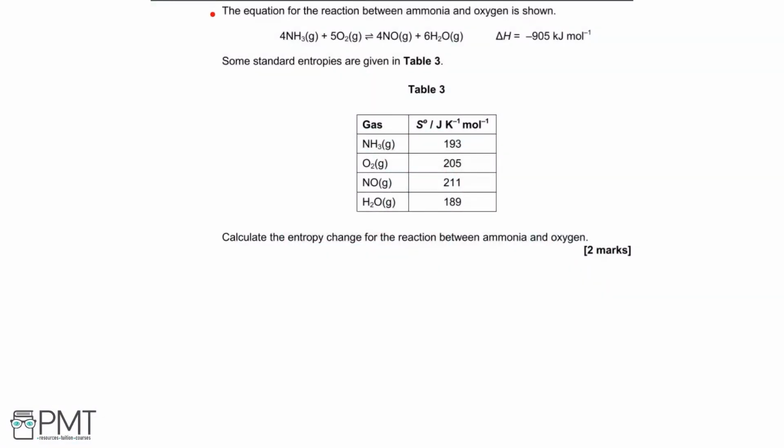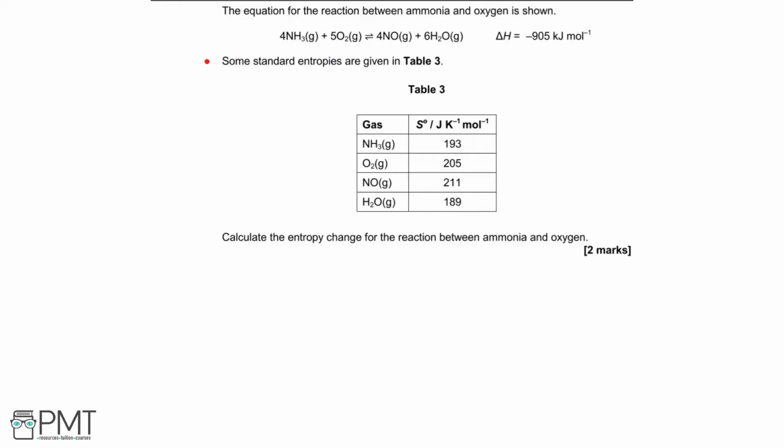The equation for the reaction between ammonia and oxygen is shown. We have 4 moles of ammonia reacting with 5 moles of oxygen in a reversible reaction to form 4 moles of nitrogen monoxide and 6 moles of water. We are told that the enthalpy change for this reaction is minus 905 kilojoules per mole.